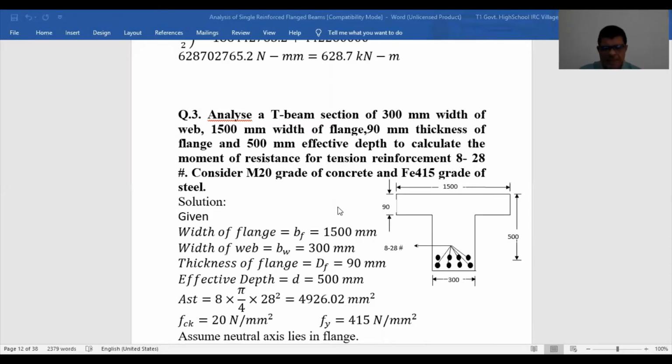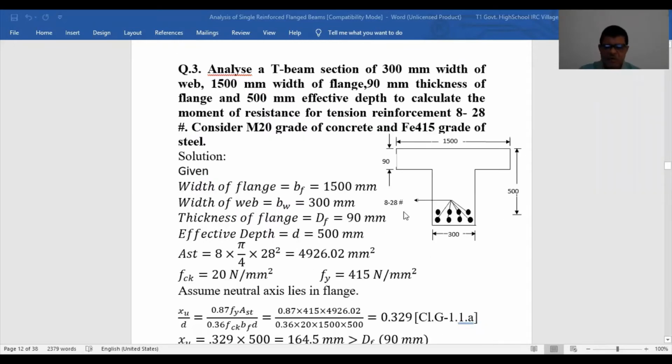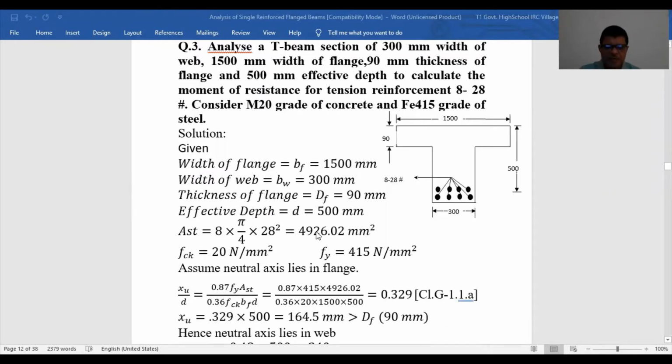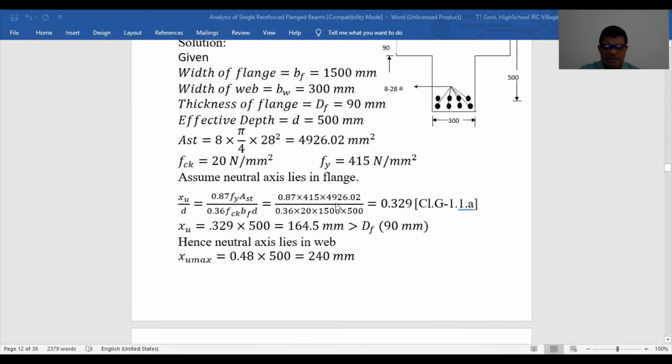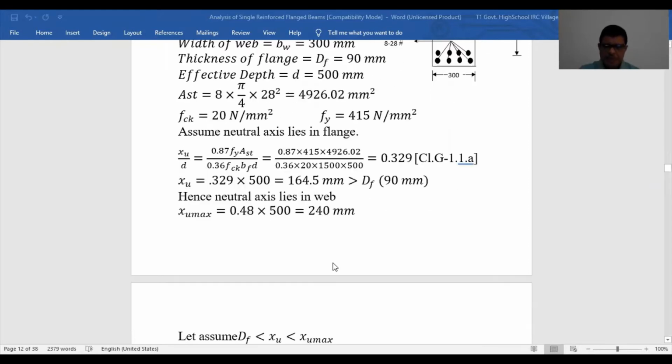The next problem, again all the data given same. The area of steel has been increased. By increasing area of steel, 8 into 285, you will find this value 4926, and then find xu by d. xu is coming 164, which is more than the value of Df. So it lies in the web, and xu maximum is also 240, 0.48 times 500. Now come to the web.